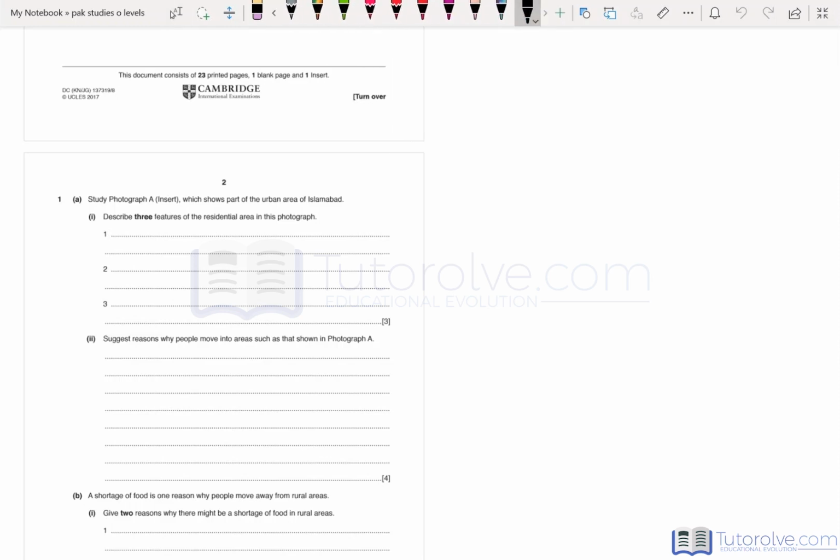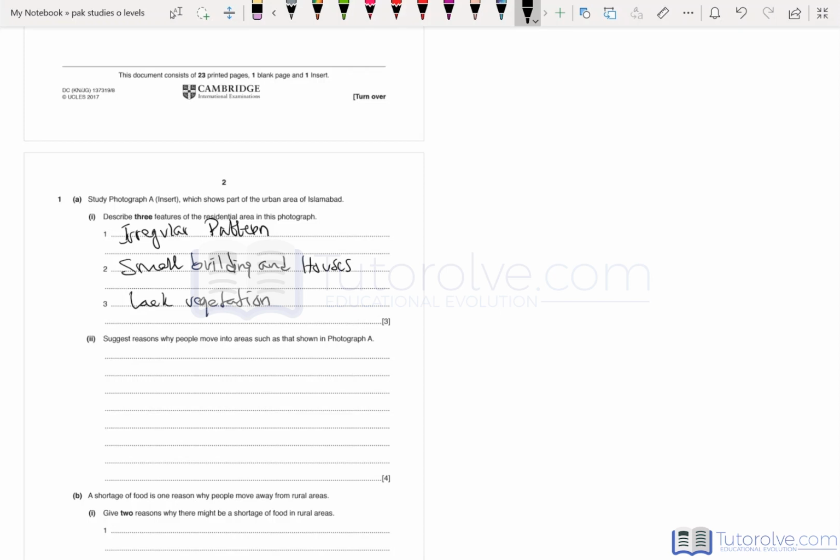For instance, there is an irregular pattern. There are small buildings and houses in the picture, and there is a lack of vegetation. So these would constitute a good enough answer. Now, in part 2, you're supposed to suggest why people move into areas such as that shown in photograph A.